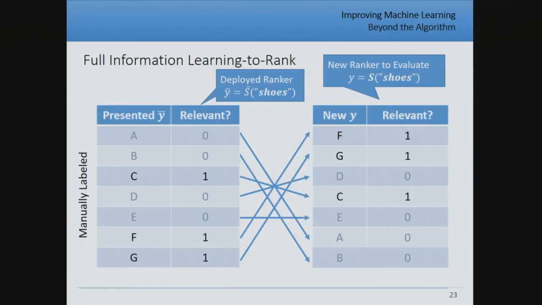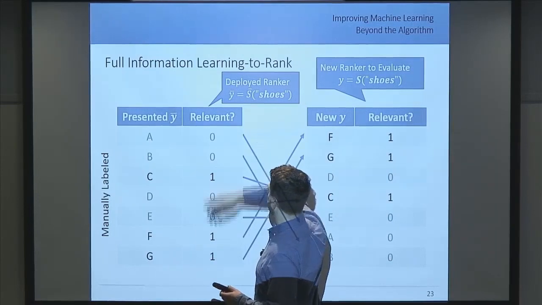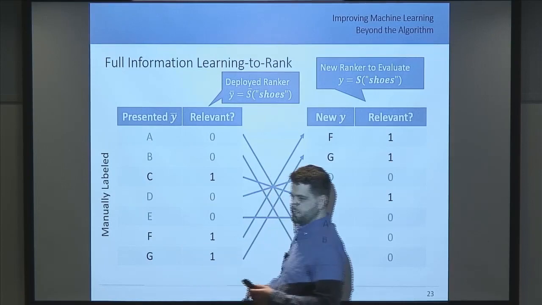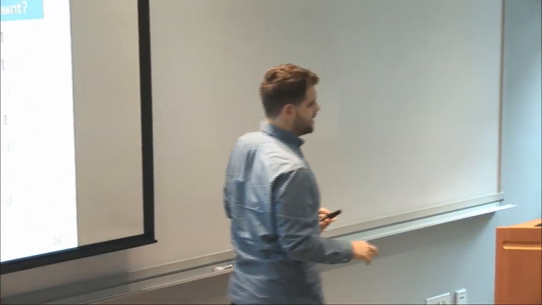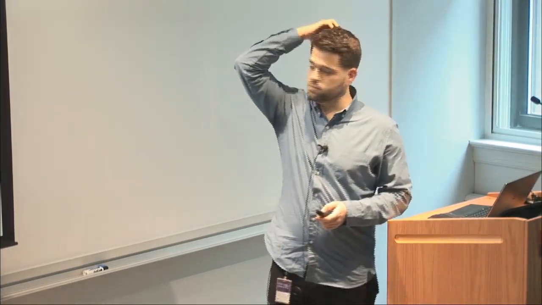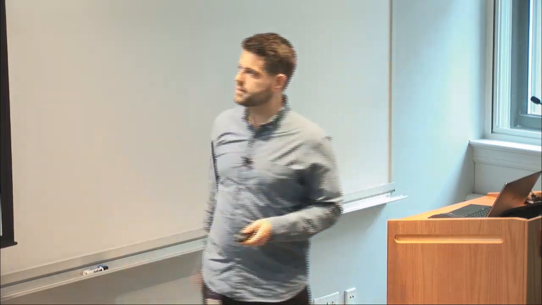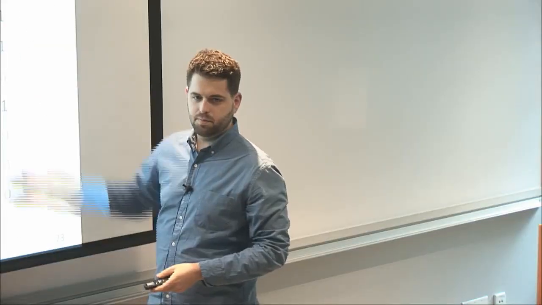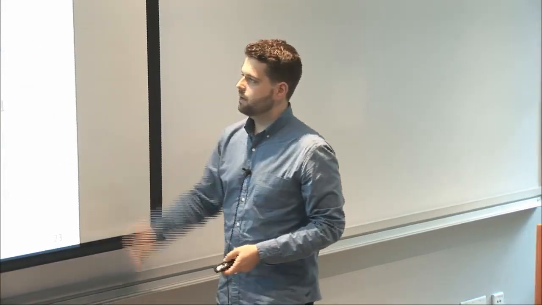The traditional way of doing learning to rank is to hire judges that annotate each result. So you would hire people, and they would go through this ranking for the query shoes, and then would say, well, result C is relevant, F and G is relevant. This is also called full information learning to rank. And it's straightforward to evaluate a new ranker on the same query, because you just reorganize the results, and then you can compute the loss function here. Everything is known.